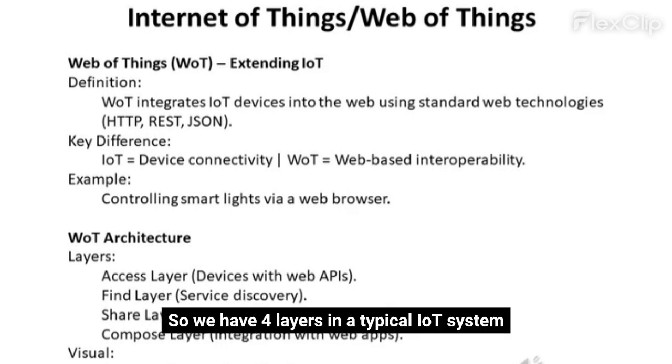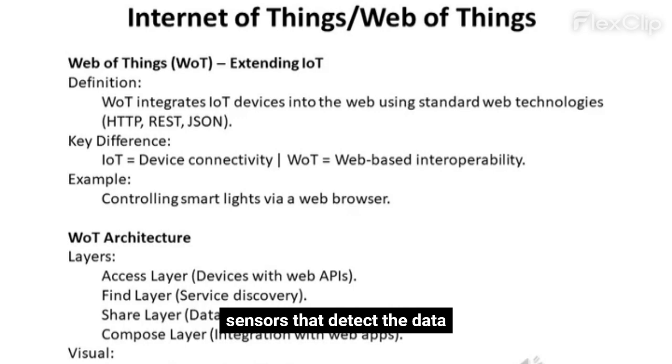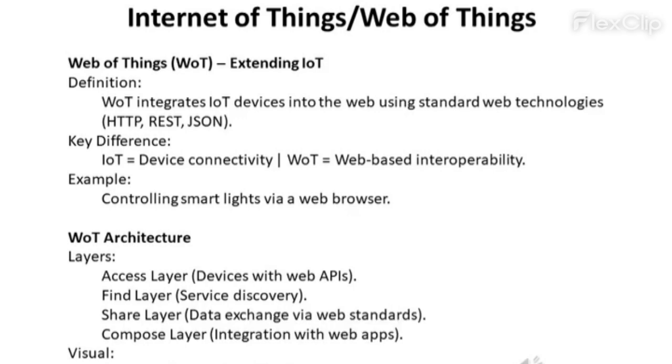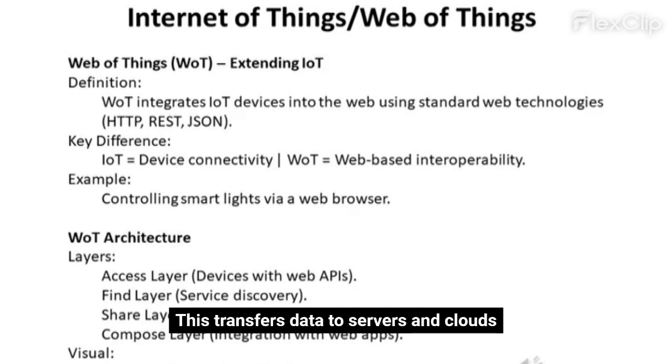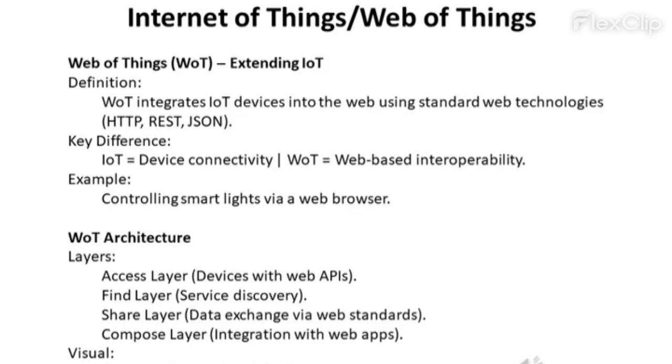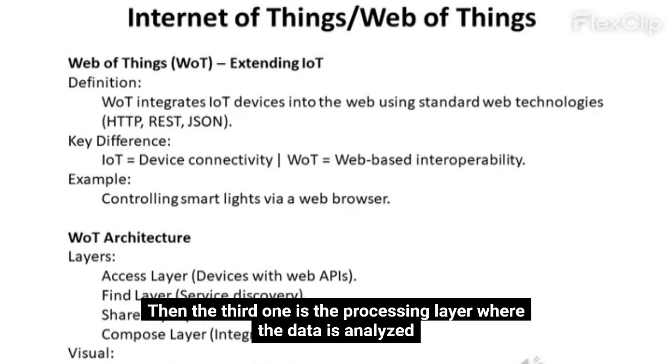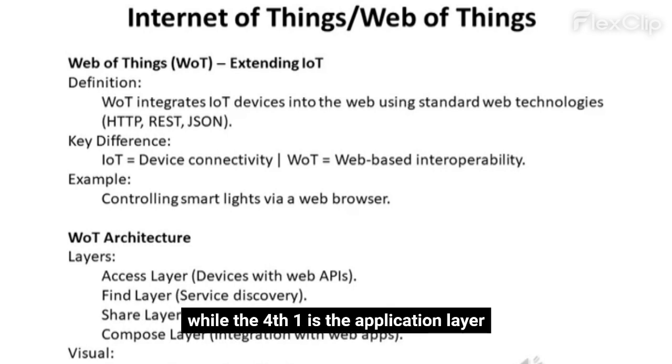So we have four layers in a typical IoT system. The perception layer, which involves devices and sensors that detect the data. Then the network layer, which transfers data to servers and clouds. Then the third one is the processing layer, where the data is analyzed, while the fourth one is the application layer. This delivers insight or services to the user.